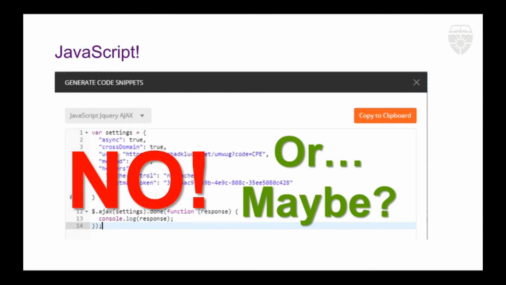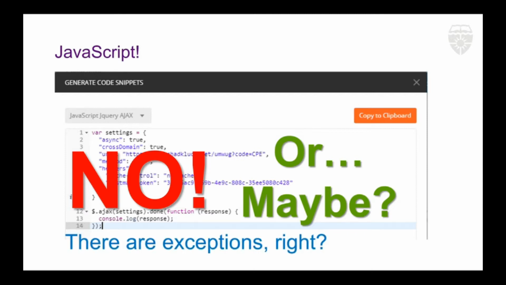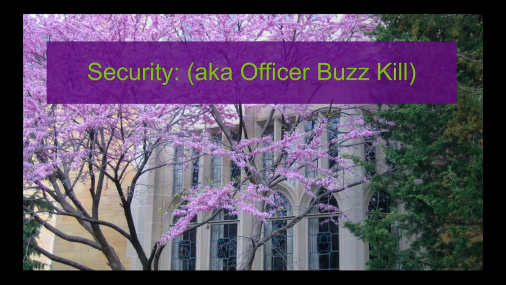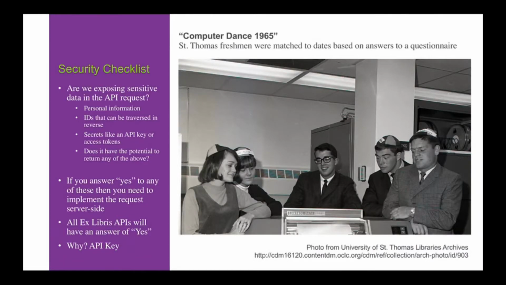Right here, I'm not using an Alma API or an Ex Libris API, so this is probably safe, right? So don't use JavaScript again for Ex Libris APIs. There are exceptions, not for Alma APIs, but there are exceptions. So we're going to get to that next, AKA Officer Buzzkill, security.